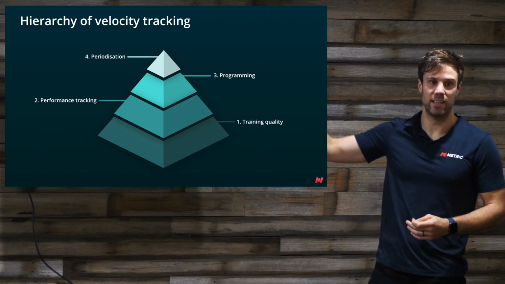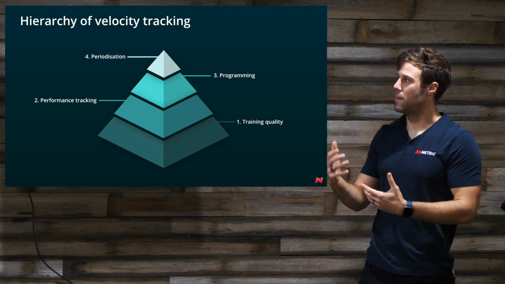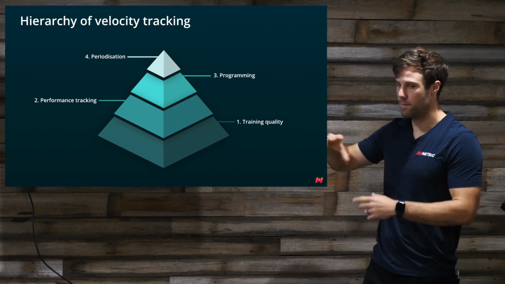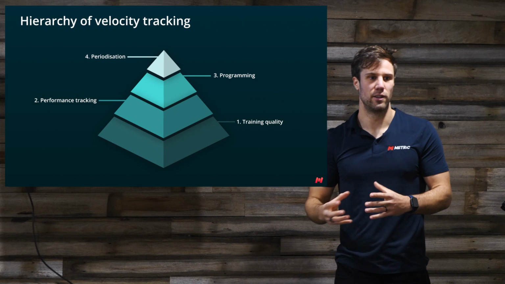Number 3, programming. That's where you start actually using that, setting parameters, maybe setting velocity targets or prescribing around these velocity numbers. In amongst weights, reps, sets, all that stuff still matters. And then level 4 is kind of bringing it all together and looking longer term.